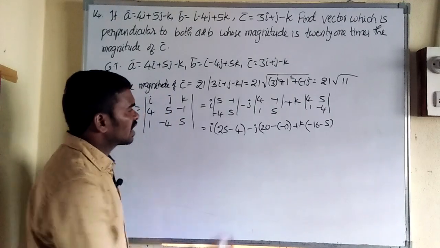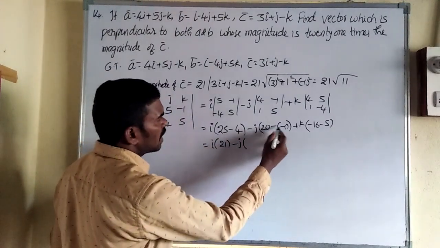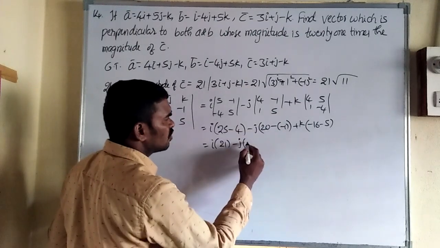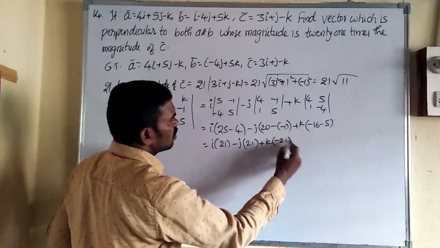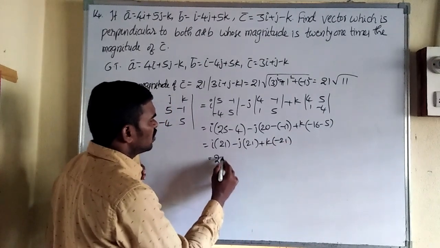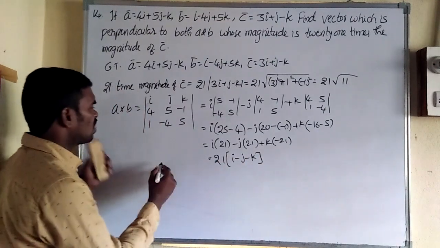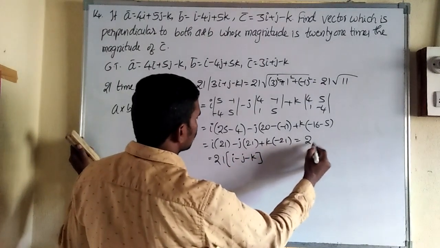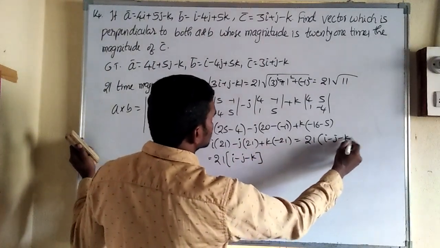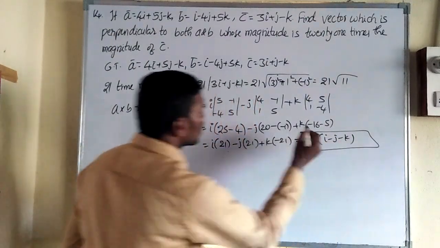So completely we are getting i into 21, minus j into minus, that is plus 20 plus 1, 21, plus k into minus 21. What is common in all terms? We can take 21 as common, then i minus j minus k is remaining. So this is A cross B. So 21 into i minus j minus k is A cross B. Okay? We got A cross B.